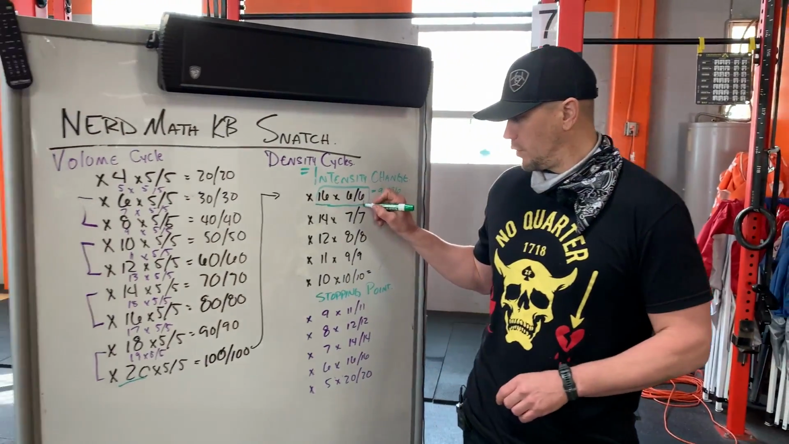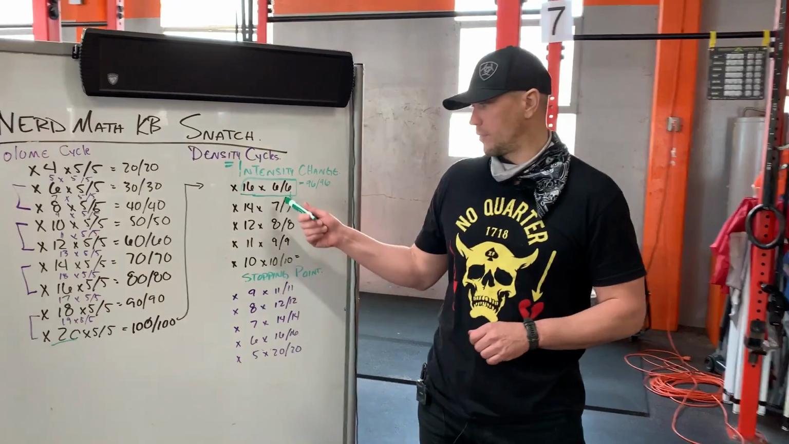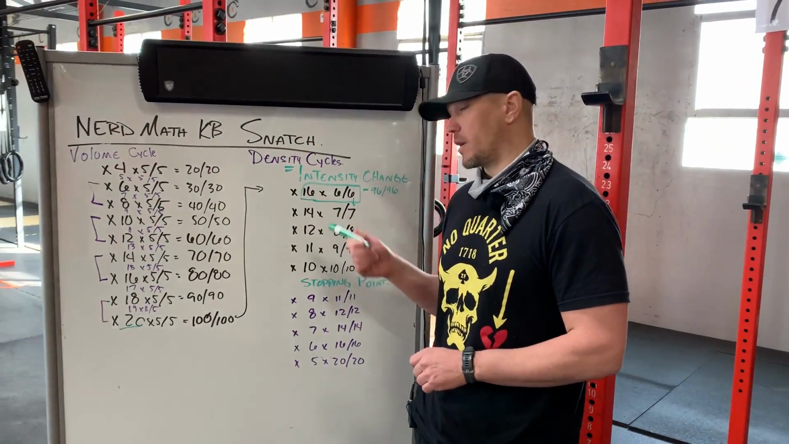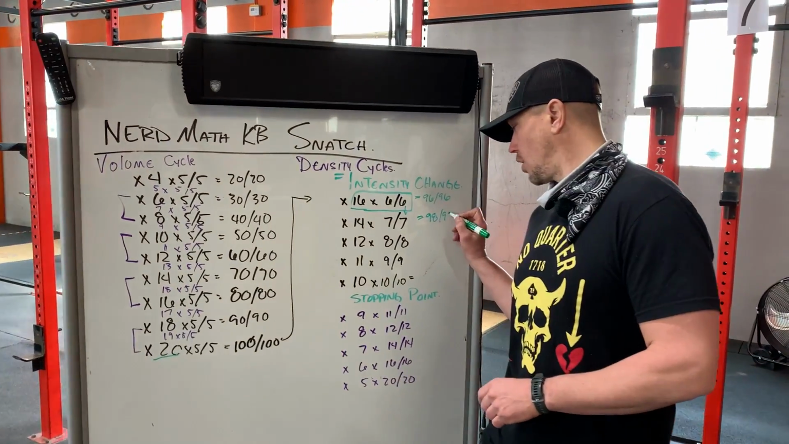The next thing we would do is we change our intensity 1 unit on the left and 1 unit on the right. We go from 6 to 7 on each side. 14 times 7 is 98 on each side.